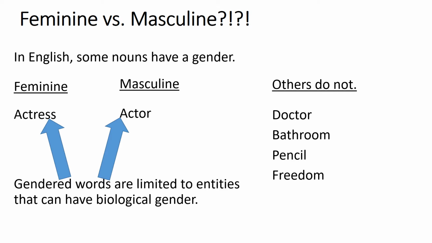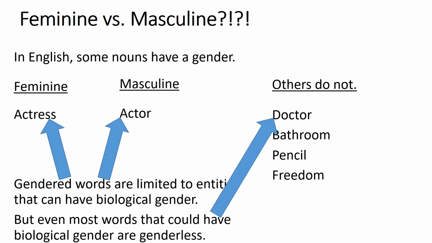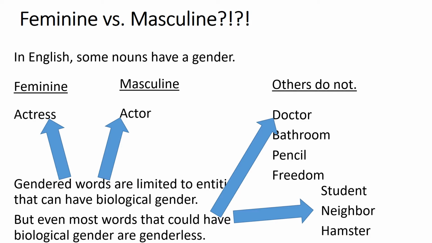An actress would be a female actress, while an actor would be a male actor. But keep in mind, even some words that could have biological gender, like a doctor, are actually genderless. A female doctor is called a doctor, and a male doctor is called a doctor. Other nouns in English that could have gender but don't include student, neighbor, and hamster.